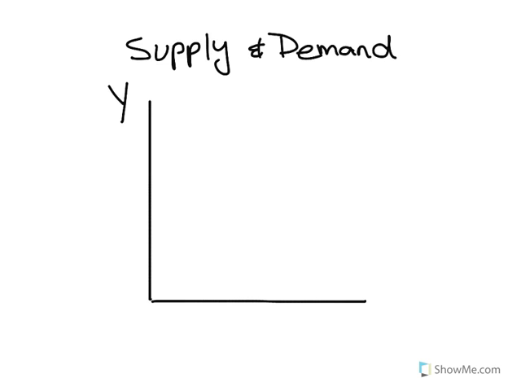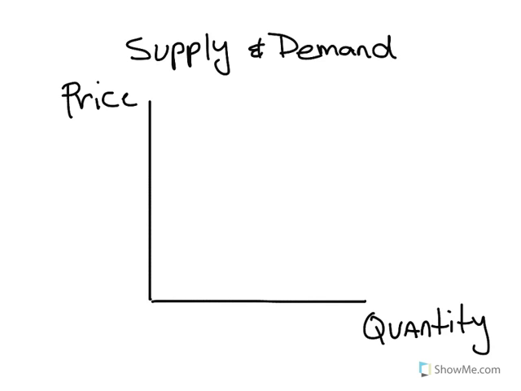You're going to have a y-axis and you're going to have an x-axis. In this particular case with supply and demand, the y-axis and the x-axis are going to be labeled with price and quantity. The demand curve itself is very simple. It's a downward sloping line, just like this.